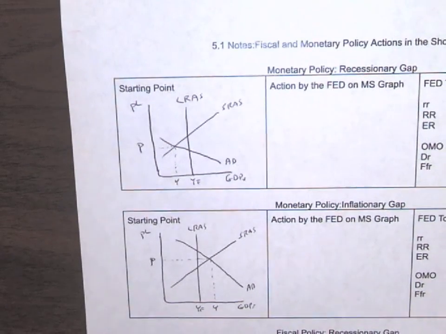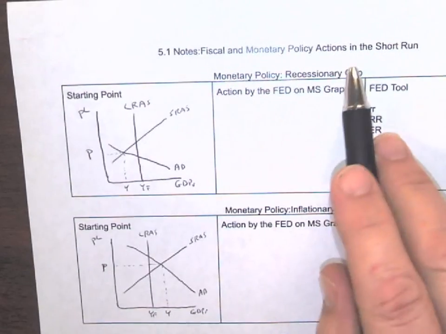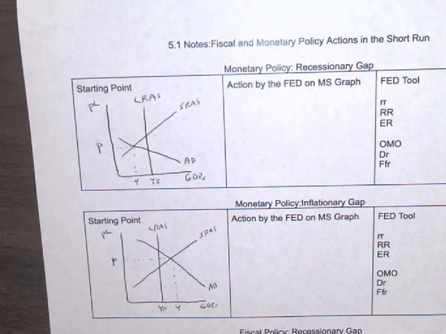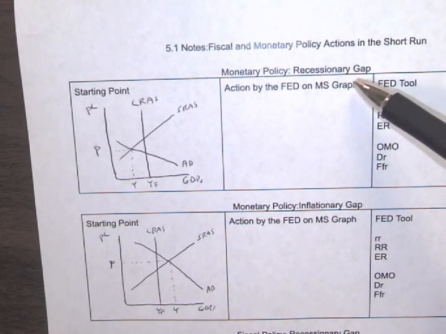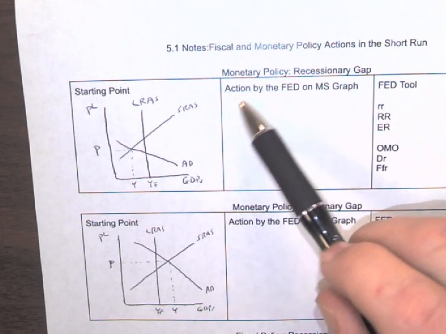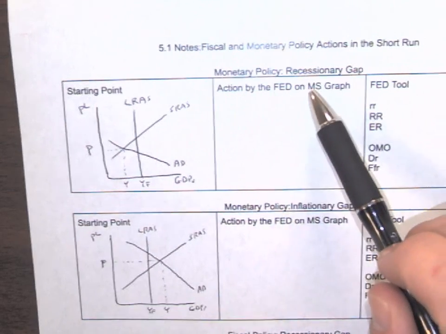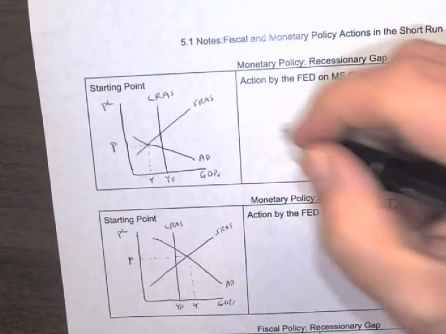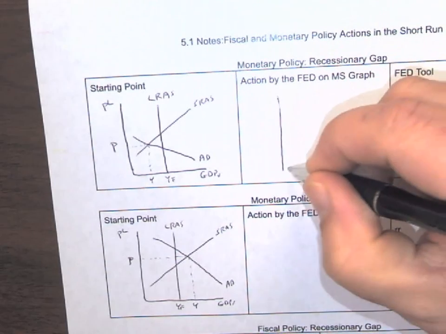Okay, this is unit 5.1. This is going to be fiscal and monetary policy actions in the short run. So what we're looking for is in a recessionary gap, as we can see on aggregate supply and demand, we're going to look at action by the Federal Reserve on the money supply graph. So, a review of the money supply graph.